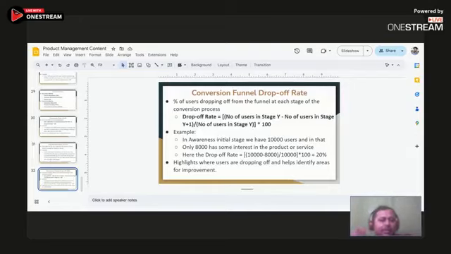This highlights where the users are dropping off and helps us identify areas of improvement, and the reason why users are dropping off at each stage. We will be able to dig deeper, identify the root cause and try to solve it, so that people tend to stay back. We have to make our user experience so easy that people stay back and go through the entire conversion process, from awareness to purchase and post purchase as well. So this is about the conversion funnel drop off rate.